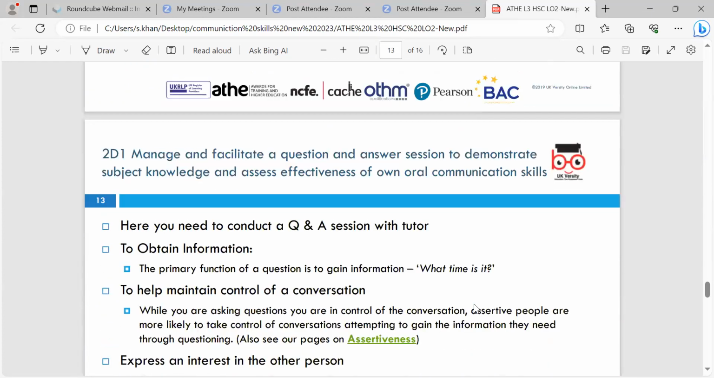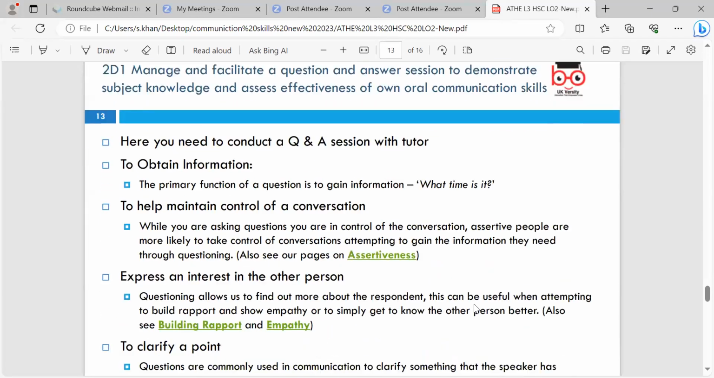2D1. Manage and facilitate a question and answer session to demonstrate subject knowledge and assess effectiveness of your own oral communication skills. Here you need to conduct a question and answer session with your tutor. To obtain information: the primary function of a question is to gain information. To help maintain control of a conversation: while you are asking questions, you are in control of the conversation.